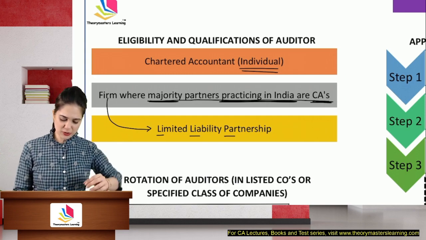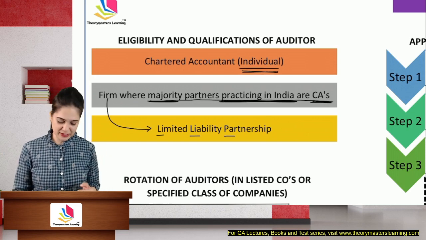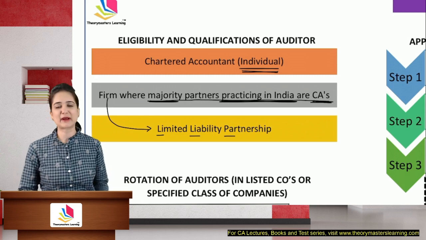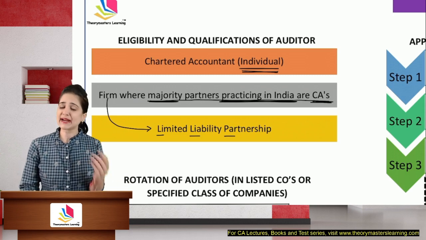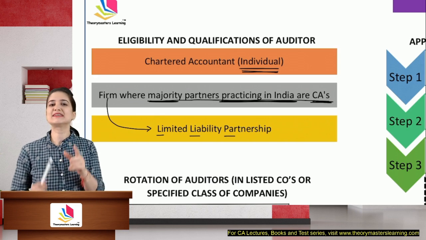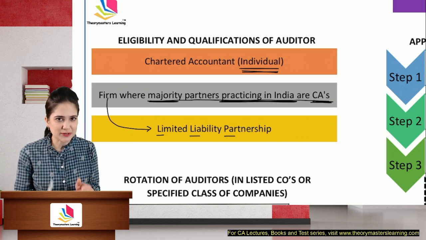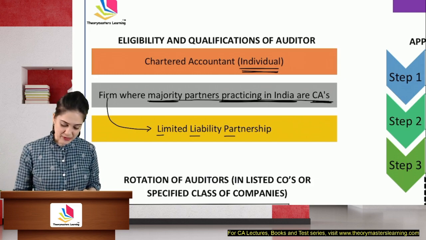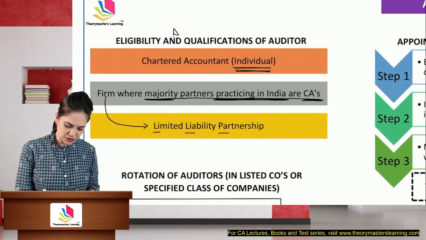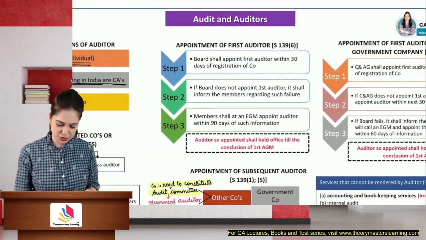So yes, you can appoint an individual chartered accountant in practice as the auditor of the company. You can appoint a firm, the majority of them practicing in India being chartered accountants. And if you are appointing a firm, then you can also appoint an LLP, but in that case, only the partners who are chartered accountants can act as an auditor and can sign the audit report. So this is eligibility and qualification. It is important for exam. It can be asked as a theory or maybe a case-based question.